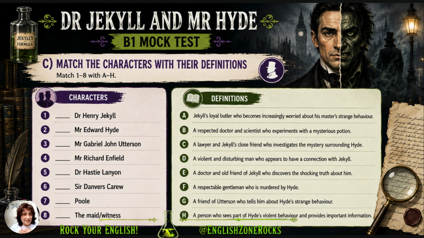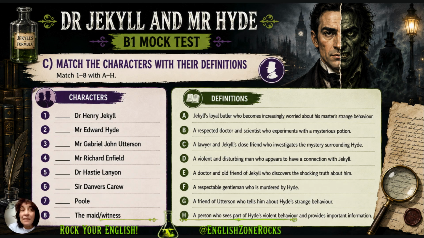I think it's my mistake. I have to check. So we've got the characters: Dr. Henry Jekyll, Edward Hyde, Mr. Gabriel John Utterson, Mr. Richard Enfield, Dr. Hastie Lanyon, Sir Danvers Carew, Poole, the servant, yes, the maid or witness, yes, the one that was at the window. And we have descriptions.